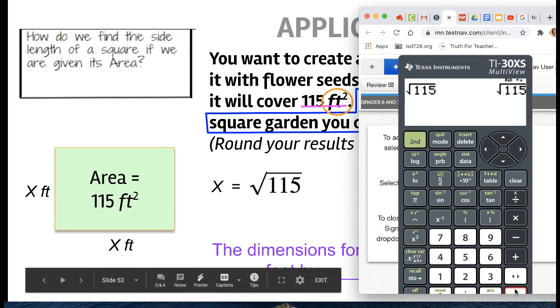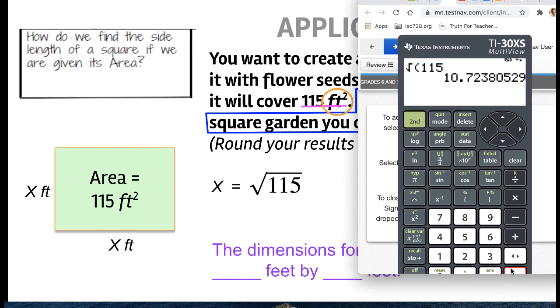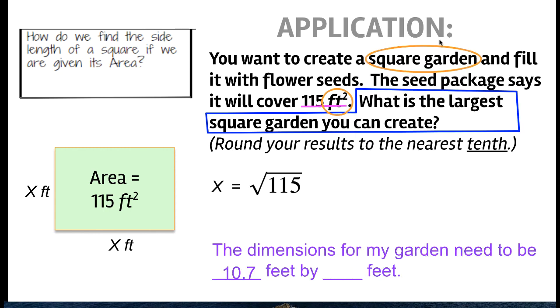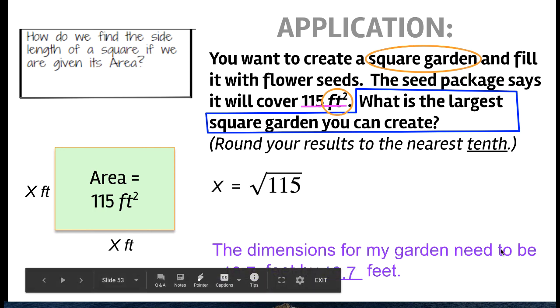Remember, we're going to round to the nearest tenth. So 10.72380529, and it's going to go on. We need to round to the nearest tenth. My 7 is in the tenths place. So if I look next door, it's not 5 or above, so I'm just going to keep it how it is. 10 and 7 tenths. Going back to my problem, the dimensions for my garden need to be 10 and 7 tenths feet by 10 and 7 tenths feet.